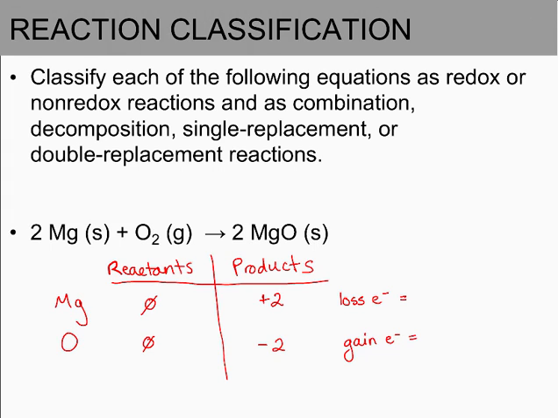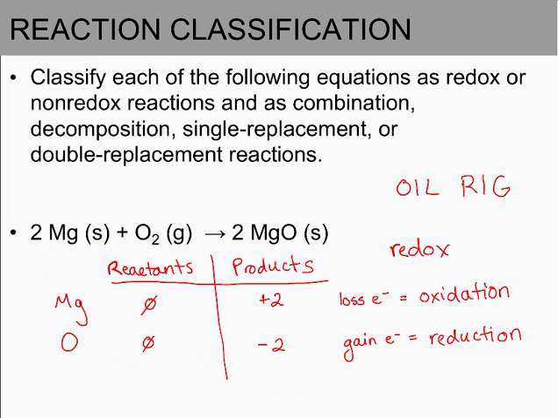Now, remember our acronym, OIL RIG, or Leo the lion says grr. So if something is losing electrons, is that oxidation or reduction? Right, it's oxidation. And if something is gaining electrons, is that oxidation or reduction? Reduction. Okay. And now that we know we have oxidation and reduction, we know that we have a redox reaction.